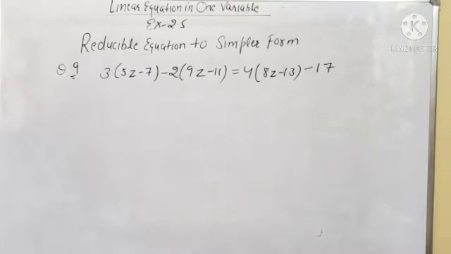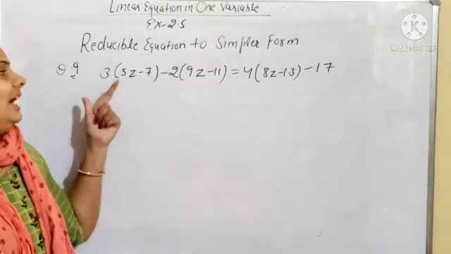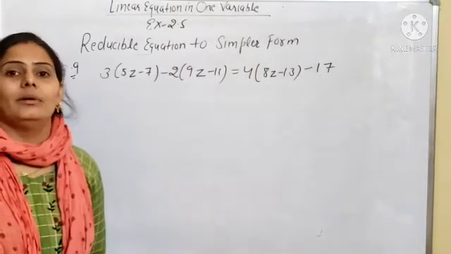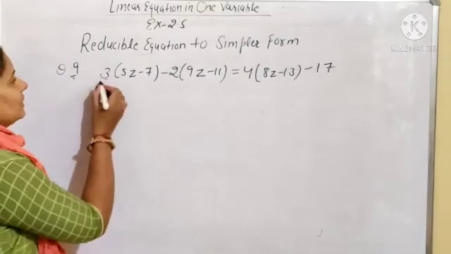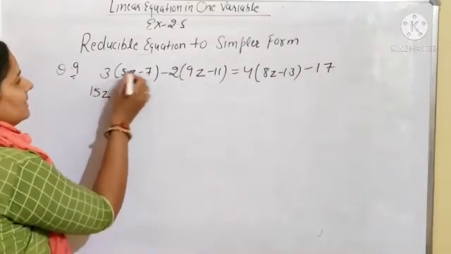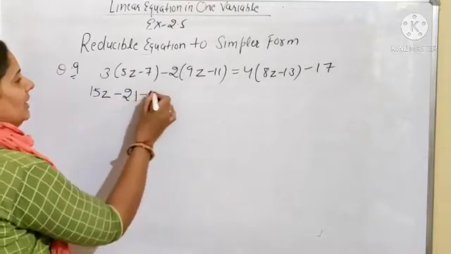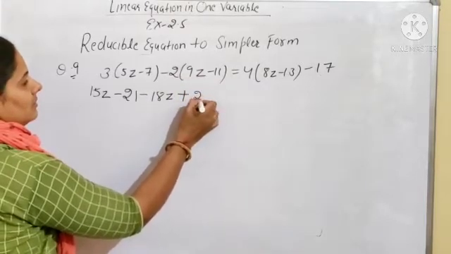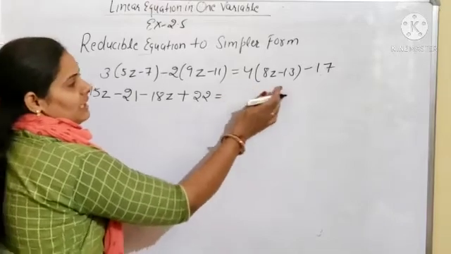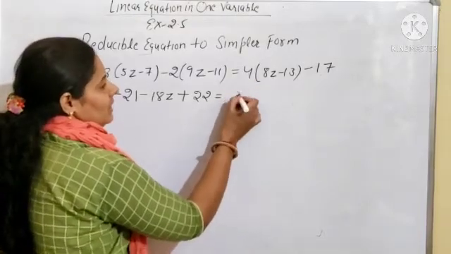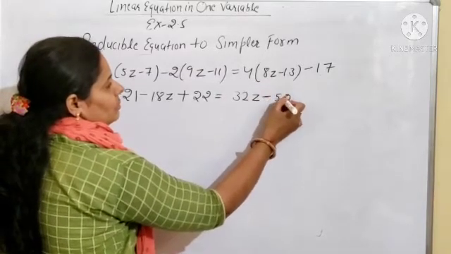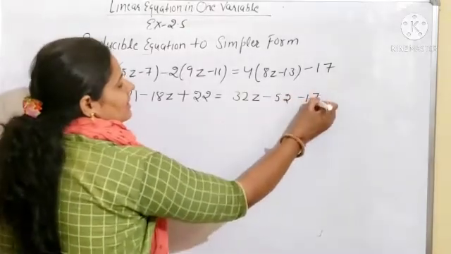So simplify the equation. Okay, so first you can check in this equation, beta, what is the variable. So z is the variable, and when the question is given in brackets like that, what will you do? First step, you will open the bracket with the help of distributive property. So 3 5s are 15z minus 3 7s are 21, minus 2 into 9 is 18z, minus minus plus 2 into 11 it will be 22, is equal to, here also you will open the bracket. So 4 into 8 is 32z, minus 13 into 4 is 52, and minus 17. Clear?